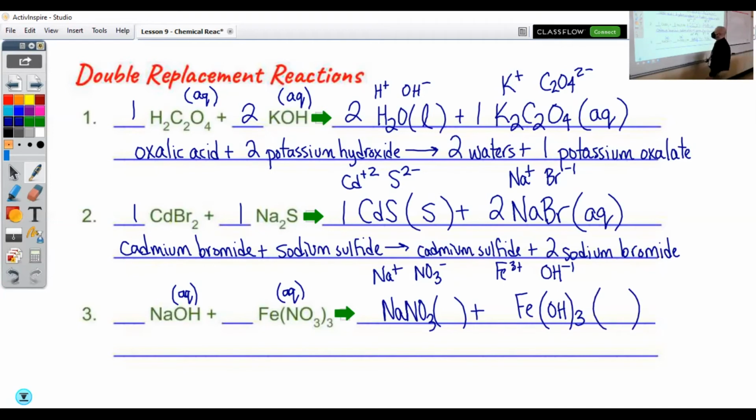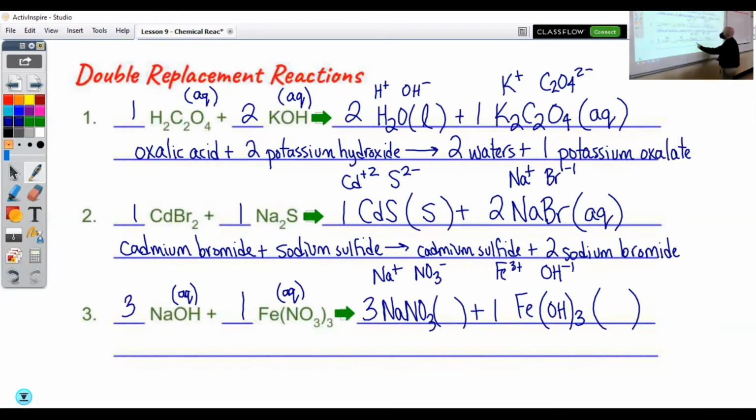Balancing this equation, I know I need 3 hydroxides, so I'm going to put a 3 in front of sodium hydroxide. Gives me 3 sodiums, so I'm going to put a 3 in front of sodium nitrate. 3 nitrates, which is what we have here. 1 iron, which is what we have here. This is a 1, this is a 1.